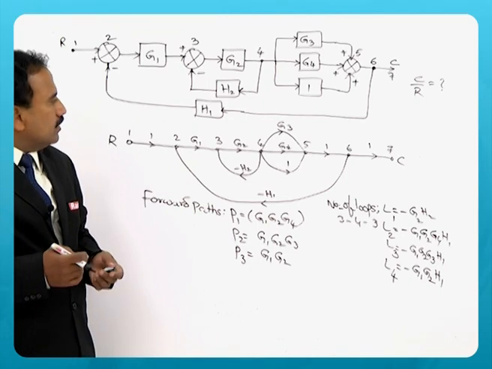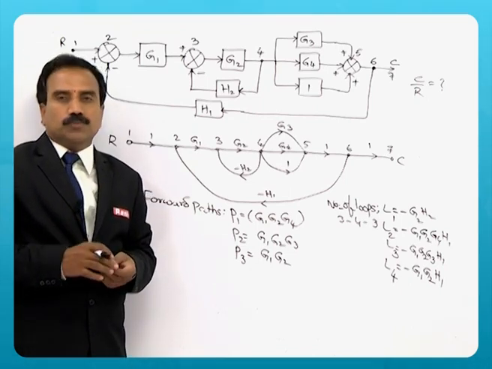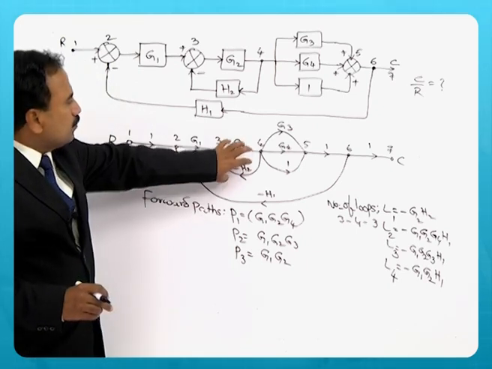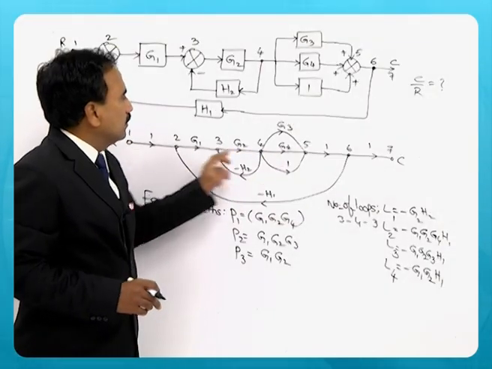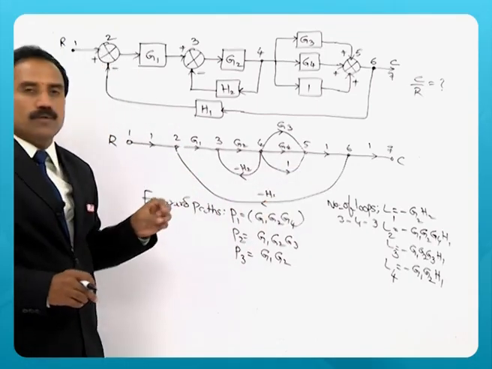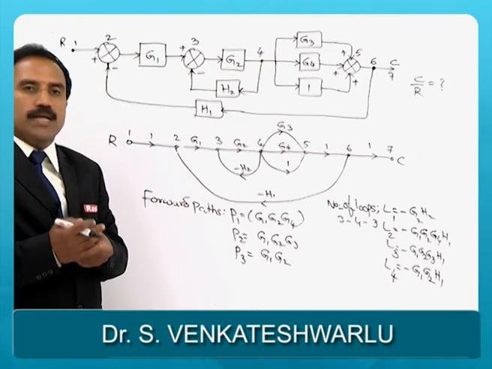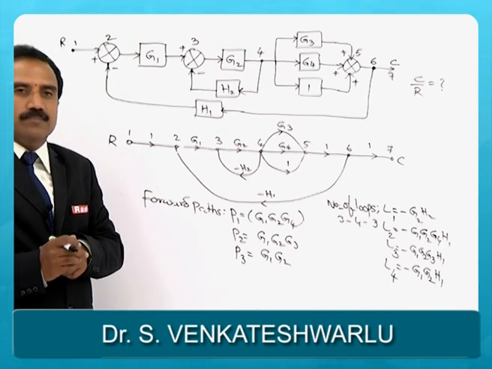Then next, is there any pair of non-touching loops that exist in the system? You can see that this is one loop you have already seen, this is the second loop, the third loop, then this is the fourth loop. So no pair exists, no pair of non-touching loops exists here. So we can ignore that term.